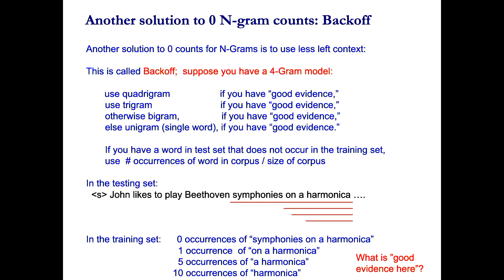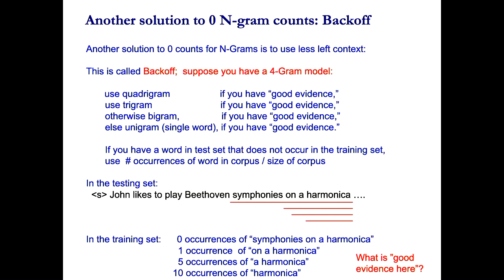Succeeded. And the question is, how do you use that? The typical thing, I mean, think about it. There's got to be more occurrences of "on a harmonic" than simply "a harmonic" because it's a substring. There's got to be at least as many occurrences of "a harmonic" as of "on a harmonic". So these numbers have to increase, or at least not decrease. So how do you use all this information?